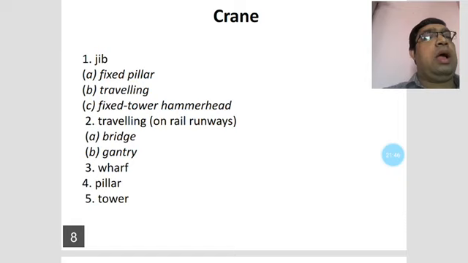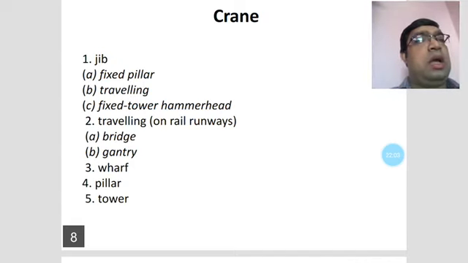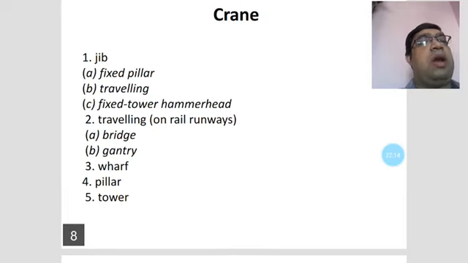Another use is breaking some places and destroying small production hubs, small buildings and small constructions that need to be demolished, and then you use a crane, and different types of cranes are used. The jib crane is very essential, and the fixed pillar and traveling types, and the fixed tower, are also required for the jib crane.